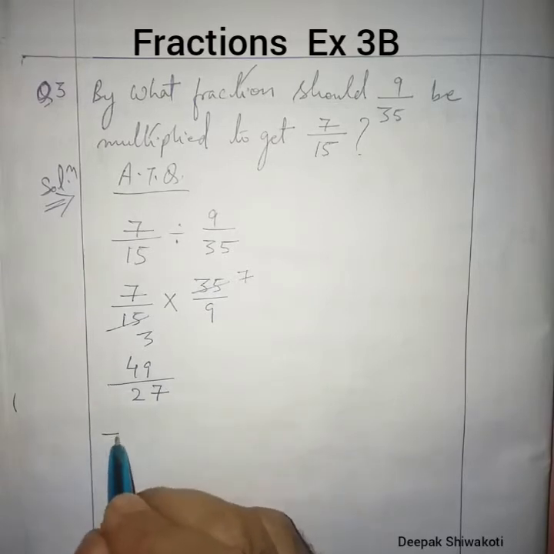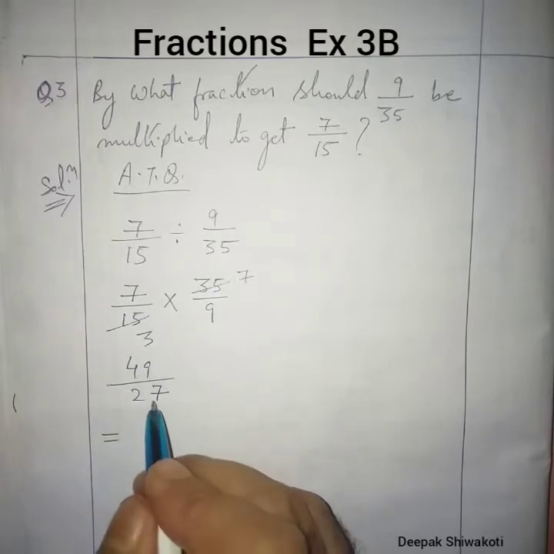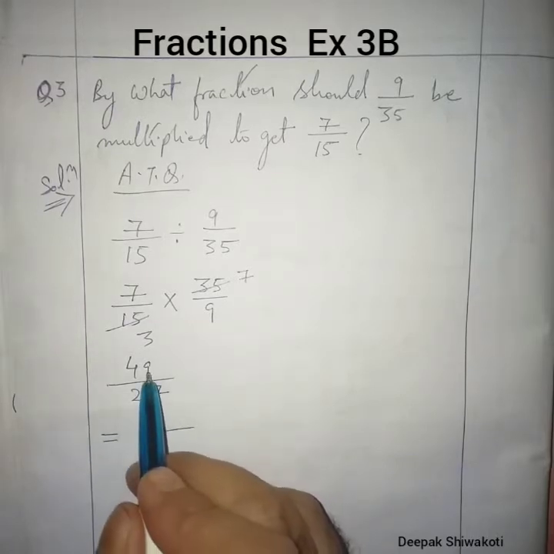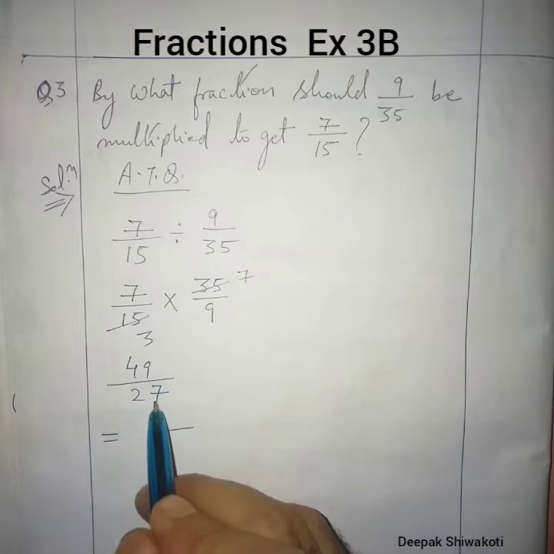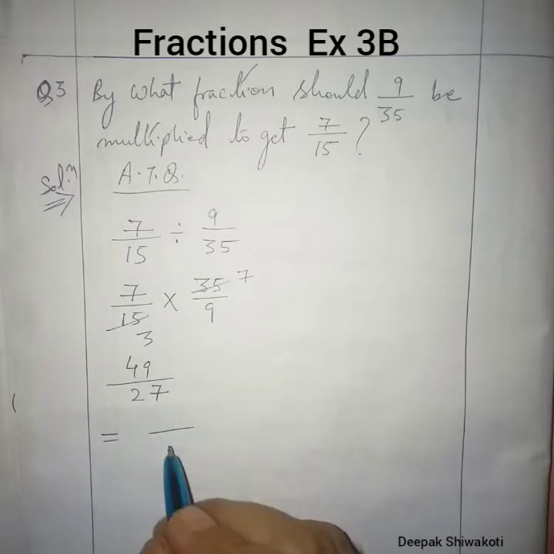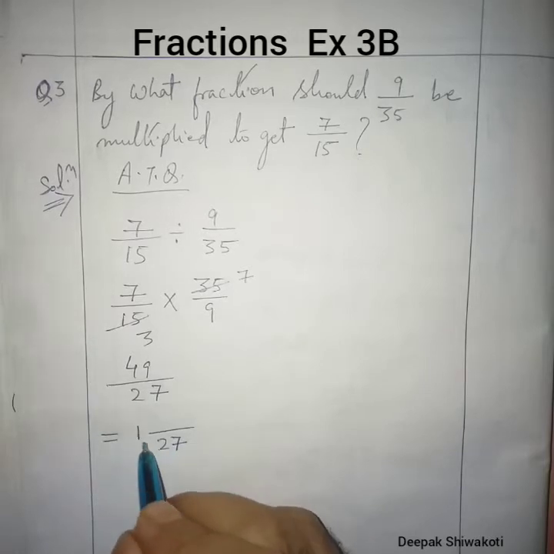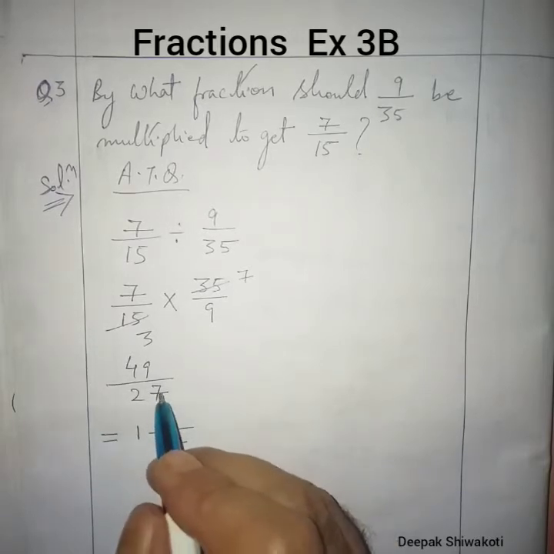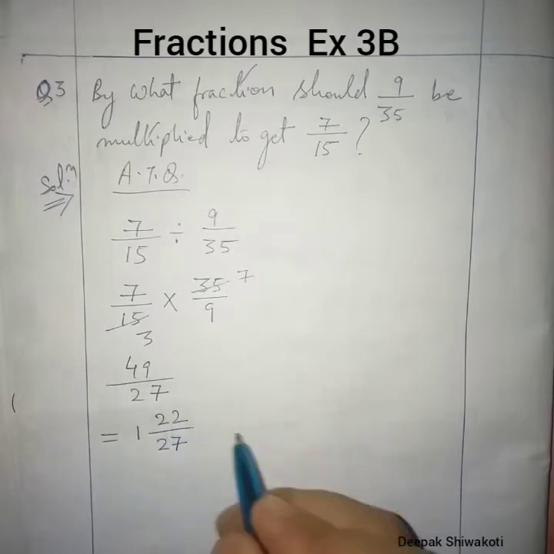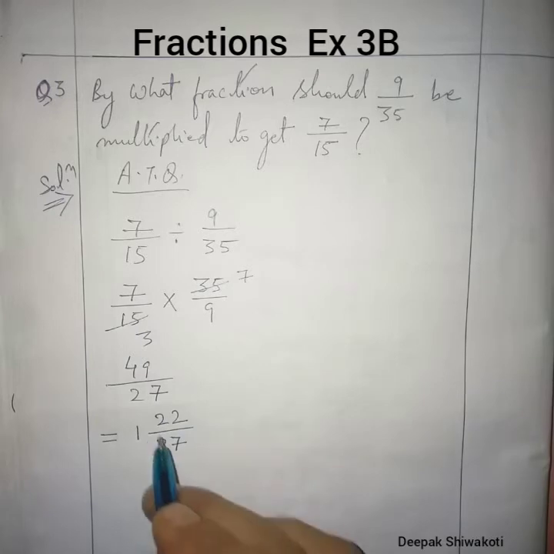Now we can change this improper fraction to a mixed fraction. When the numerator is greater than the denominator, then that fraction is called an improper fraction. You know that. Now we will divide this and change it into a mixed fraction. 27 1s are 27 and 49 minus 27 is 22. Okay, so this is what we have done with this arithmetic process.